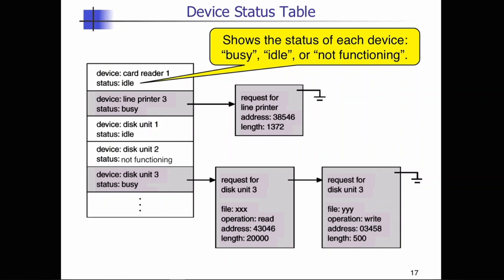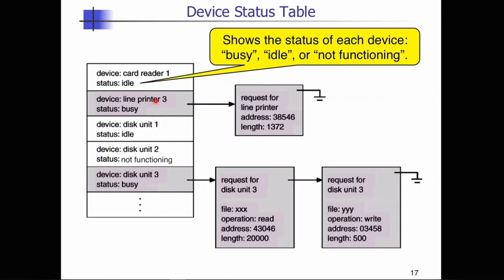And as you can see over here, there are a couple of them that are showing busy. For example, there's a line printer with a certain address, and the length of that request is provided. And note that if there are multiple requests by the same device, then they are going to have to be maintained in a queue, in a wait queue, as indicated over here.